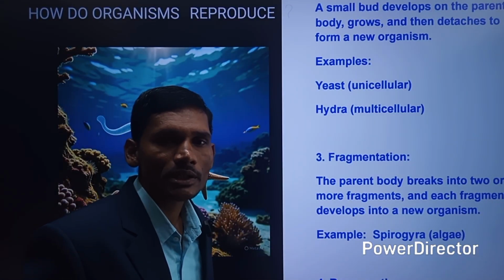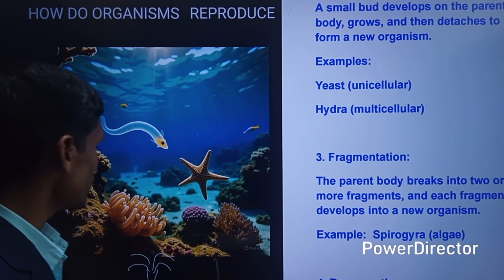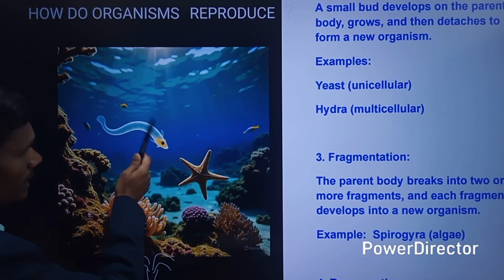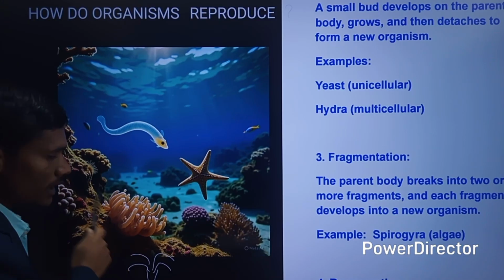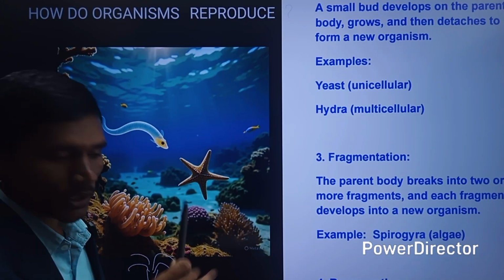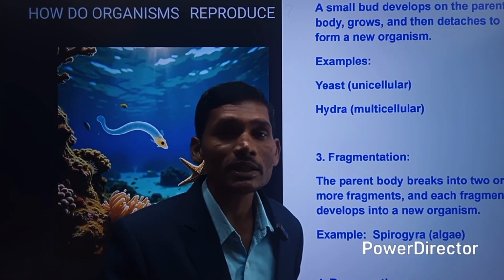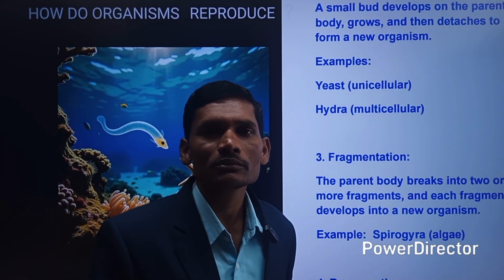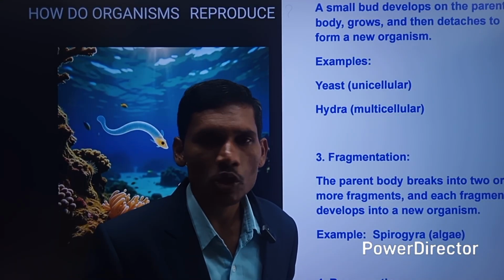Now coming to regeneration. In regeneration, it is a very interesting fact. You take planaria, starfish, and hydra. All three have a capacity similar to Raktabijasura. What happens if you cut them into any number of pieces? No problem.